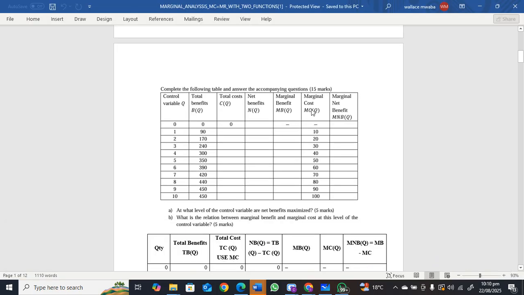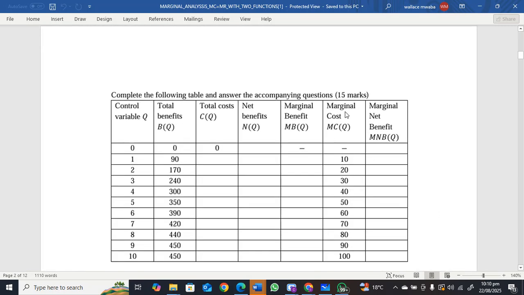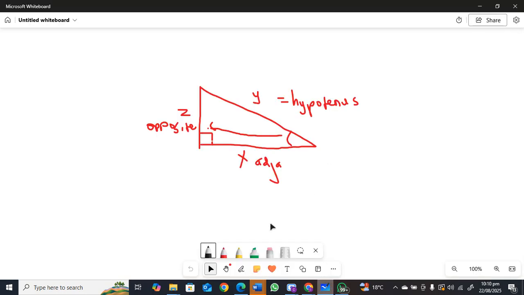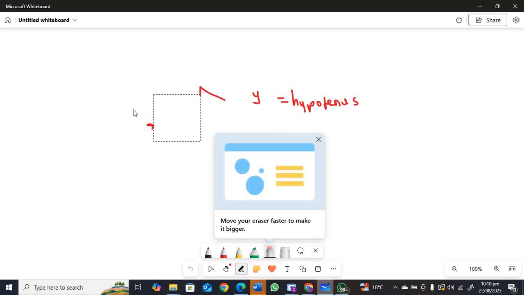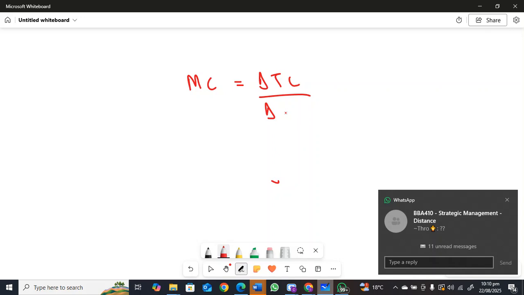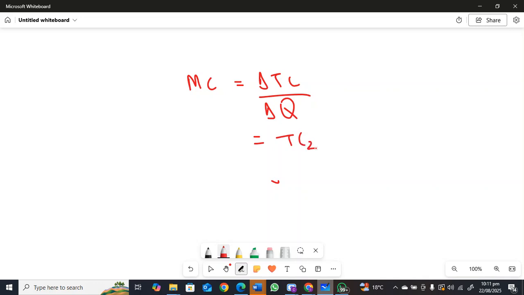Marginal cost is equal to the change in total cost over the change in output. So in this question, we're working in reverse. They've already tabulated our marginal costs, so from these marginal costs, we need to get our total costs. Marginal cost equals change in total cost over change in quantity, which simplifies to the new total cost TC2 minus the old total cost TC1 over Q2 minus Q1.